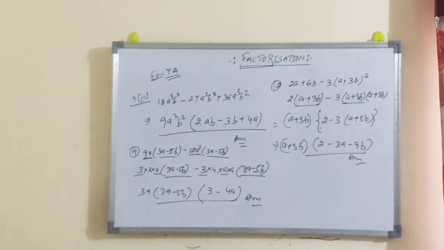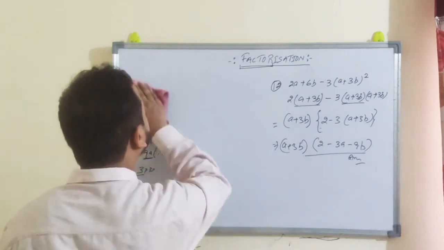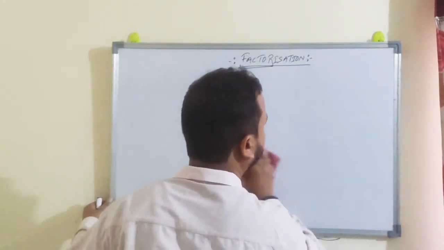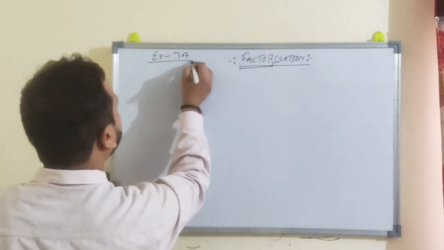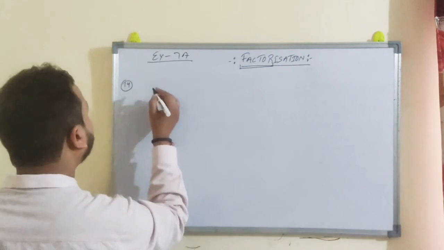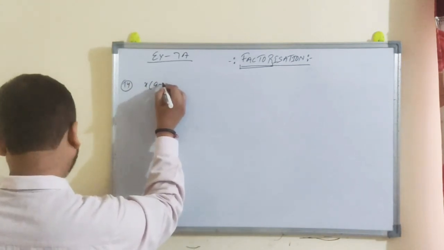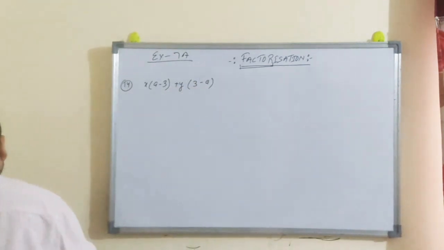Now come to the next question. Yes, question number 14, 15. Right, 14, 15 they are same. Now come to question number 14. So this was exercise 7A, right? Question number 14 is x a minus 3 plus y 3 minus a, right?